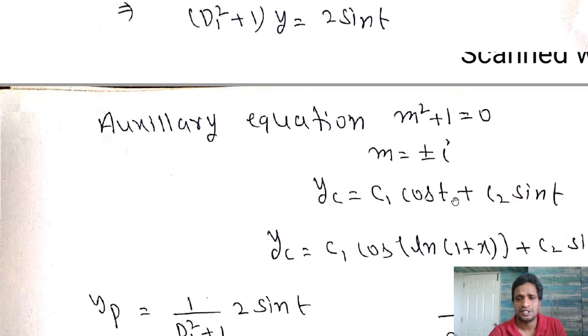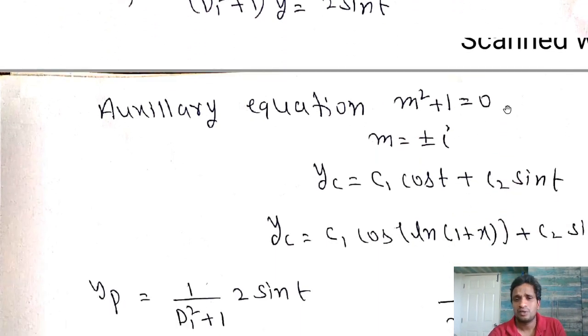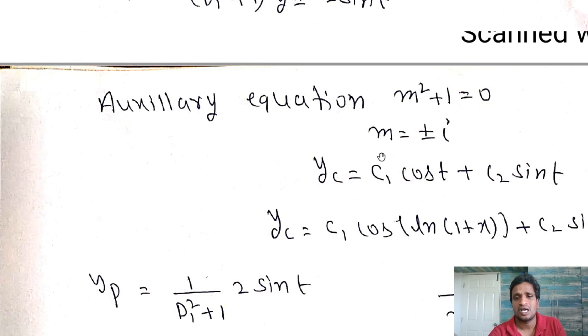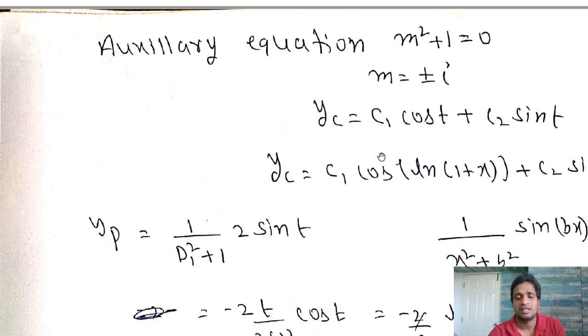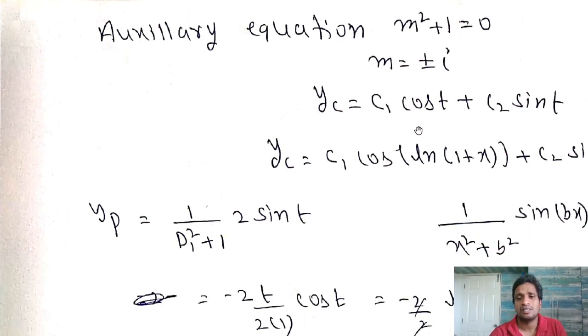The auxiliary equation will be m square plus 1 equal to 0, and m is equal to plus or minus i. These are imaginary roots. So yc is equal to c1 cos t plus c2 sin t. Again we have to change this t into the independent variable x. So yc is equal to c1 cos of ln of 1 plus x plus c2 into sin of ln of 1 plus x. Okay.